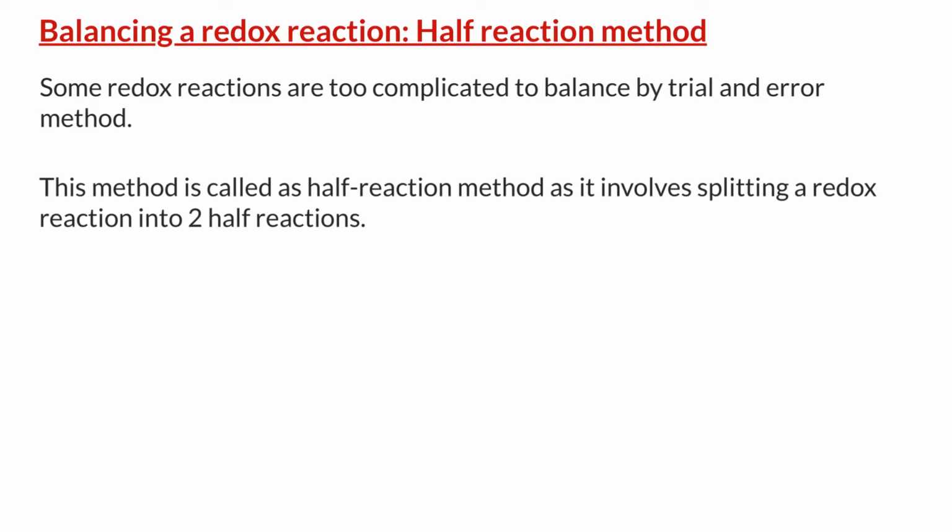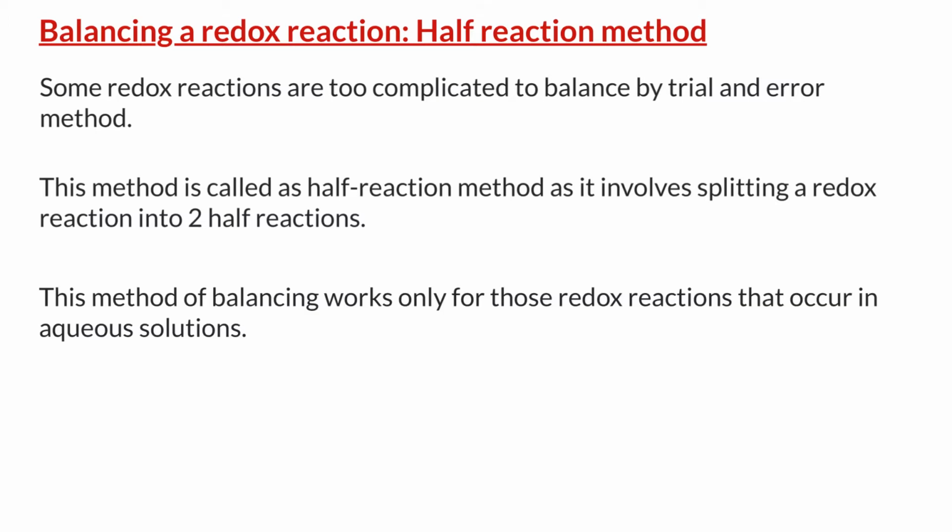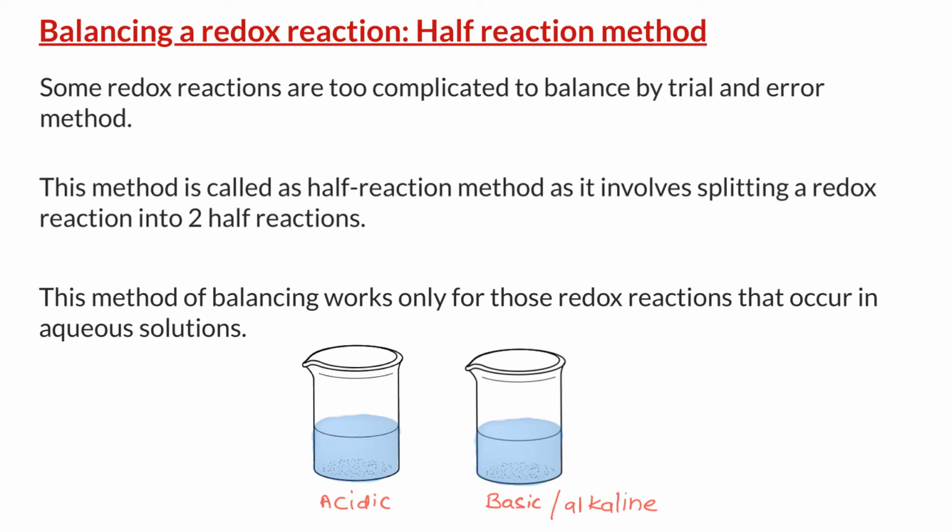This method is called the half reaction method as it involves splitting a redox reaction into two half reactions. This method of balancing works only for those redox reactions that occur in aqueous solutions. The redox reactions that occur in aqueous solutions either occur in acidic or basic solutions. The acidic solutions have excess of H+ ions and basic solutions have excess of OH- ions that take part in the reaction.